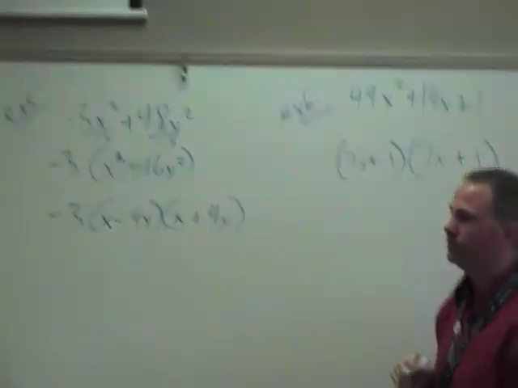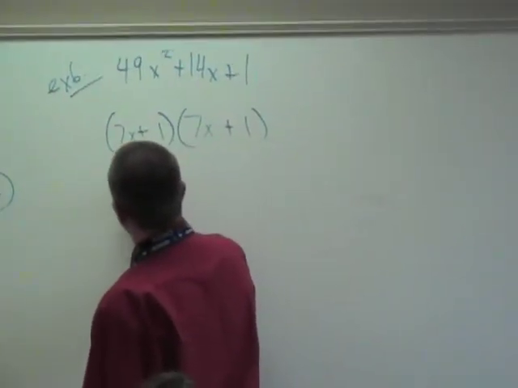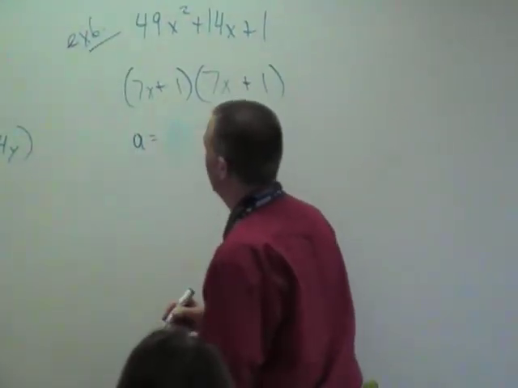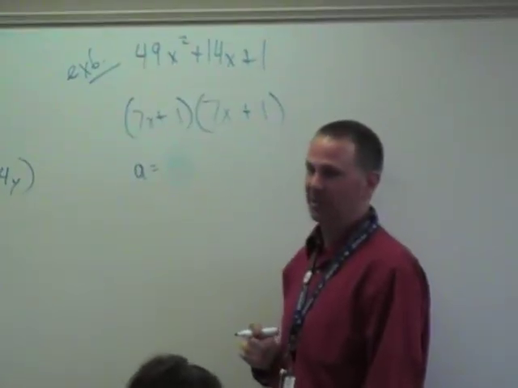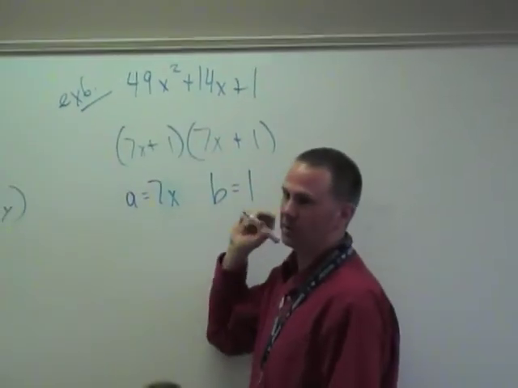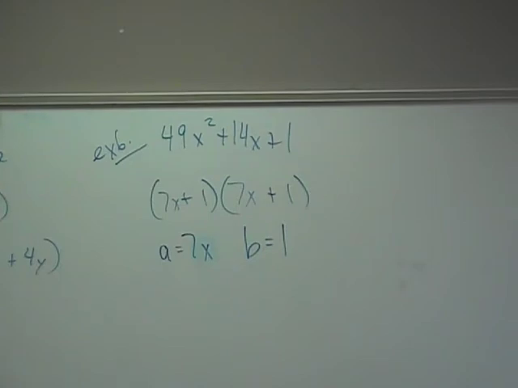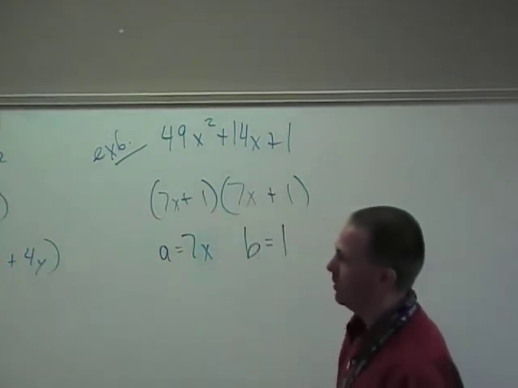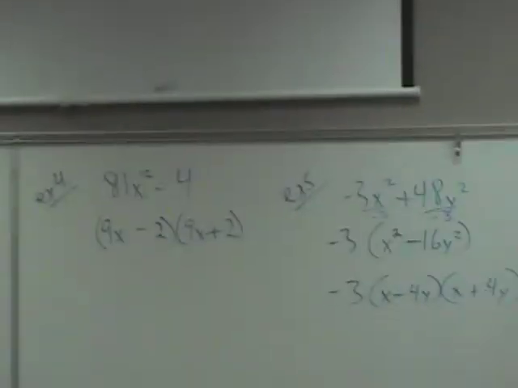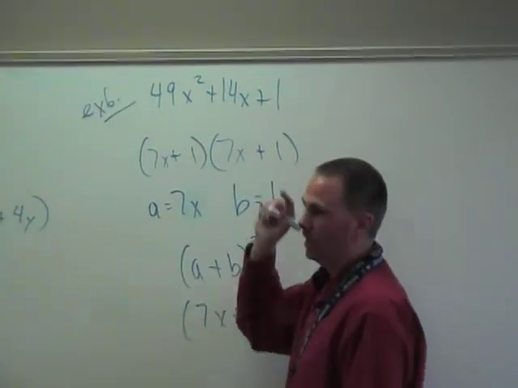Couldn't you use that formula to find it? Yes, you can. Here's what I would suggest if you're still struggling. Define A and B. What's A? It's not 49, it's 7x. And what's B? 1. Why is it the square roots of those? Because I'm not asking you for A squared, I'm asking you for A at the moment. What does the formula have to be? A plus B quantity squared. The formula doesn't have squares in it. So my answer is going to be 7x plus 1, if you can identify what your A and your B are.